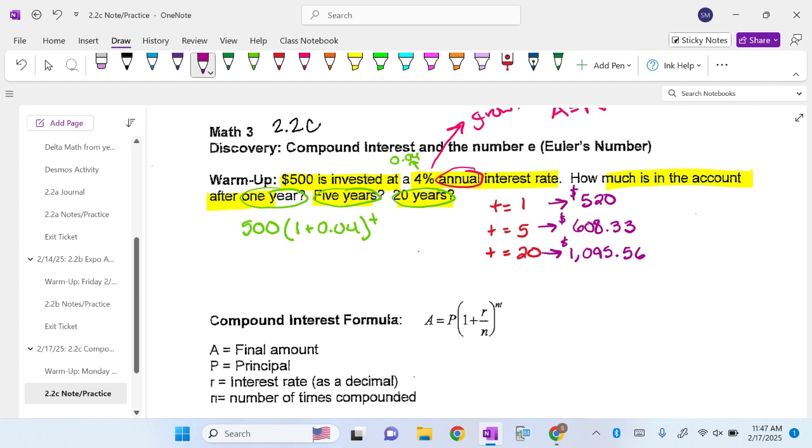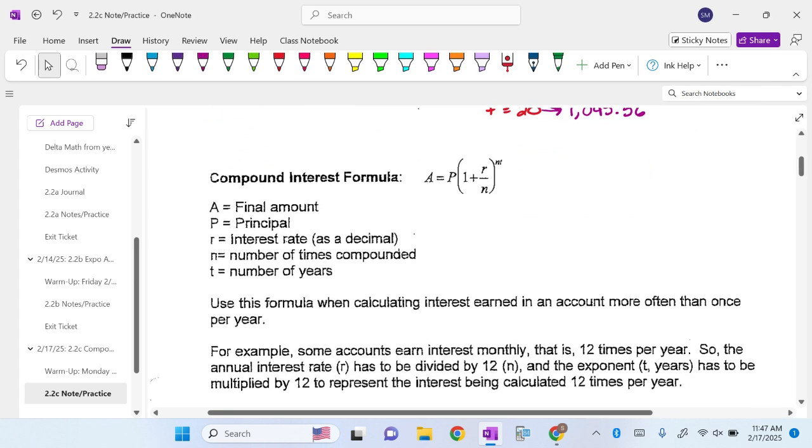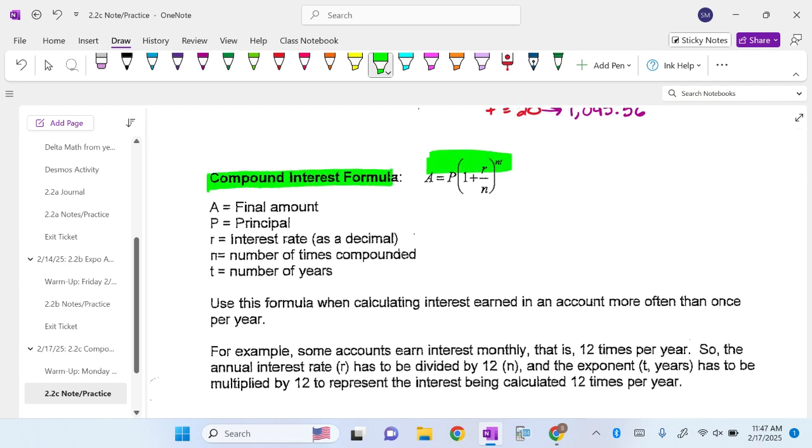Now, that's where the compound interest formula comes into play. The compound interest formula is this right here. It looks like a pretty big formula, but it's really not that different from the exponential growth formula. It just adds in an extra thing, and that's the n value.